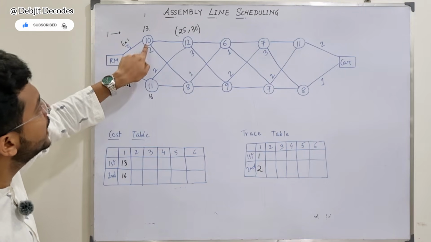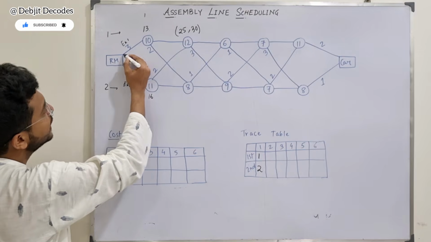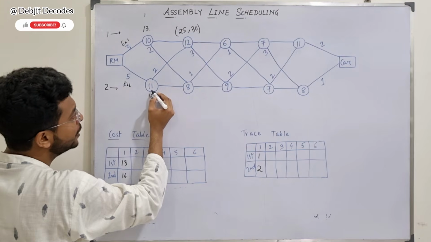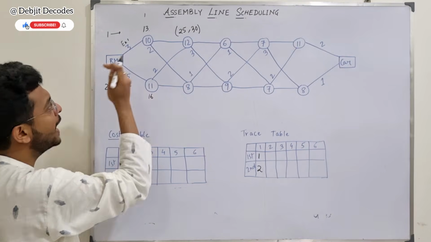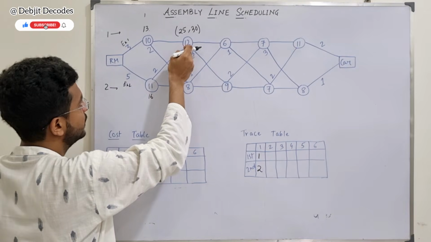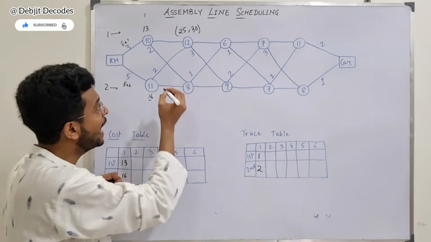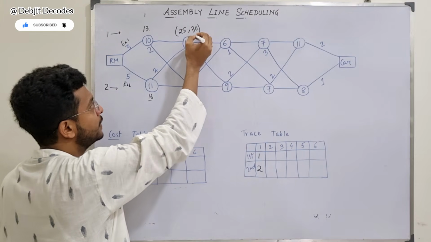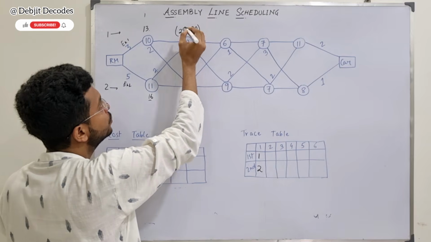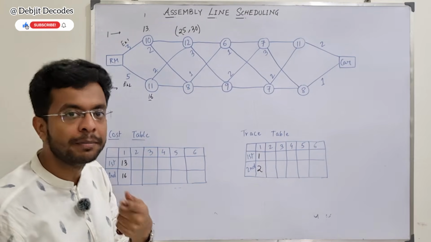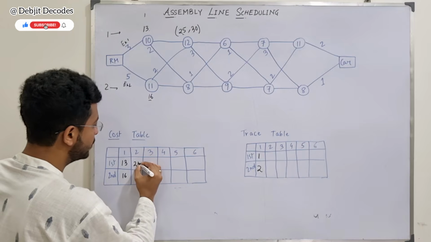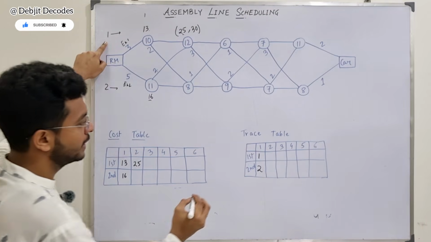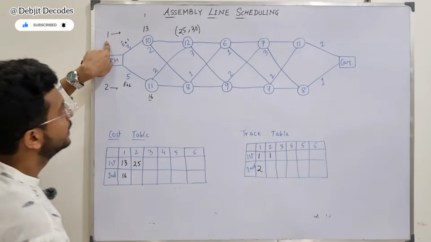So, what is the meaning of this one? That you have stayed in the same assembly line. But what is the meaning of this one? That you have come from the other assembly line to this one. So it is 16, plus the transfer time of 2, that is 18, plus 12, that is 30. So which one should you choose? You should choose 25, because it is giving you the minimum time. You have two options and you have chosen 25. And from where is 25 coming? From the first assembly line. So it is 1 again. Right?